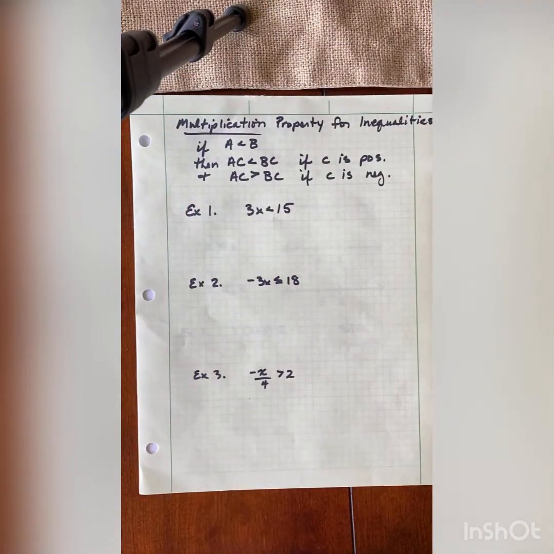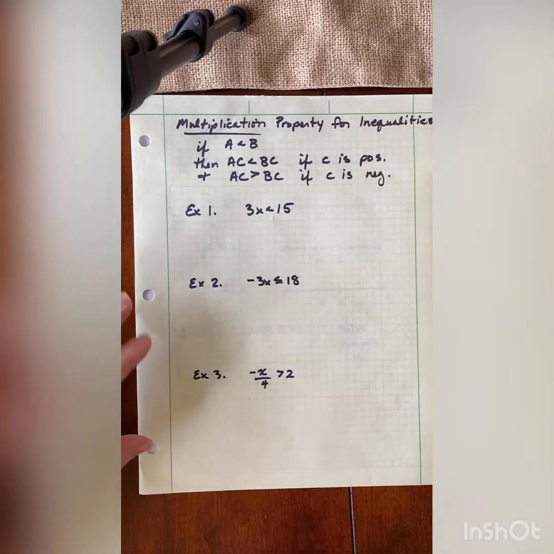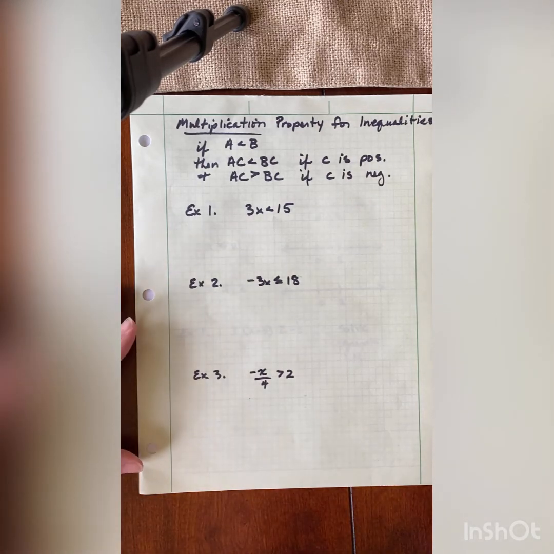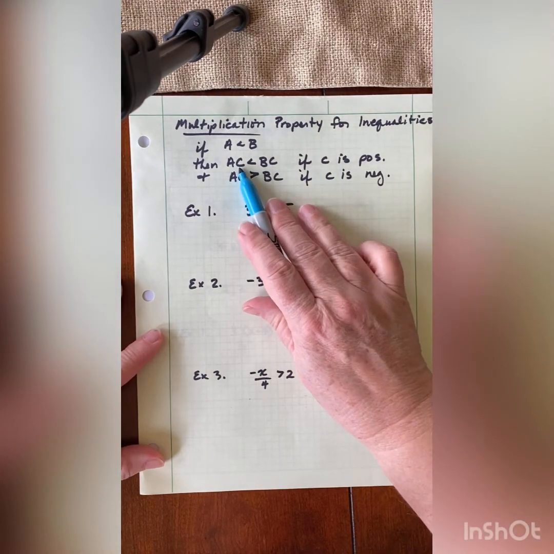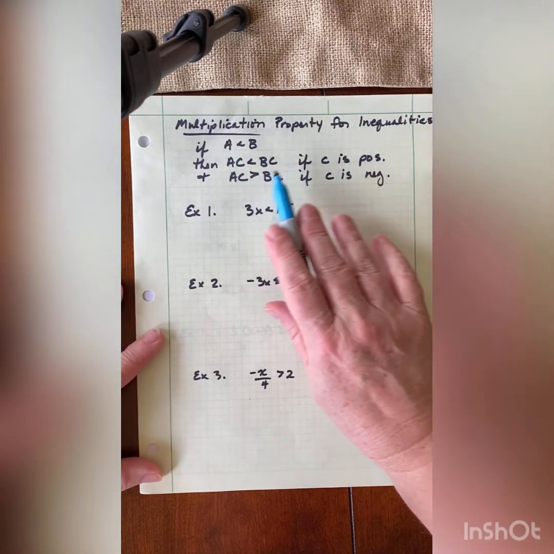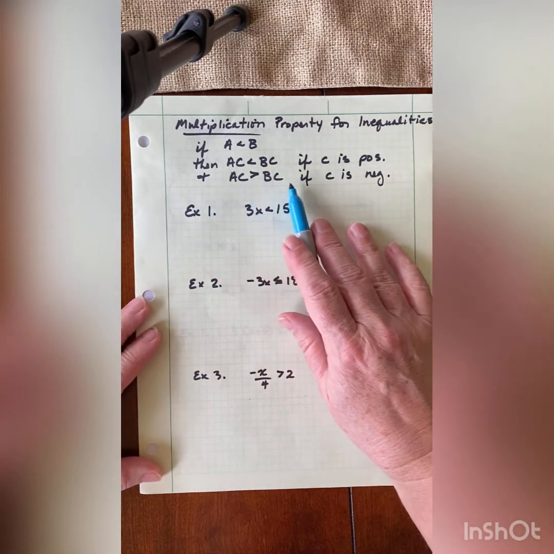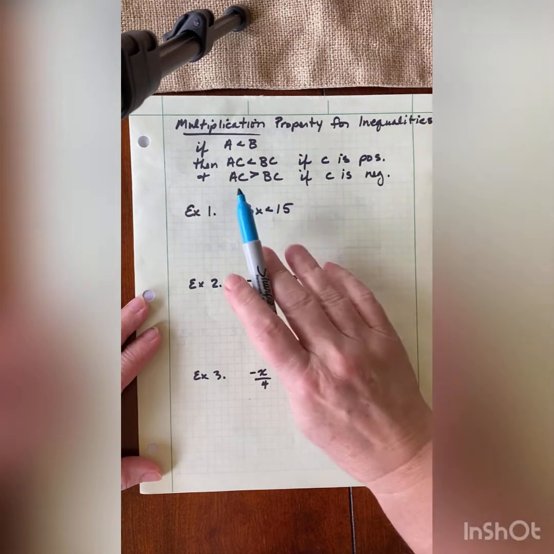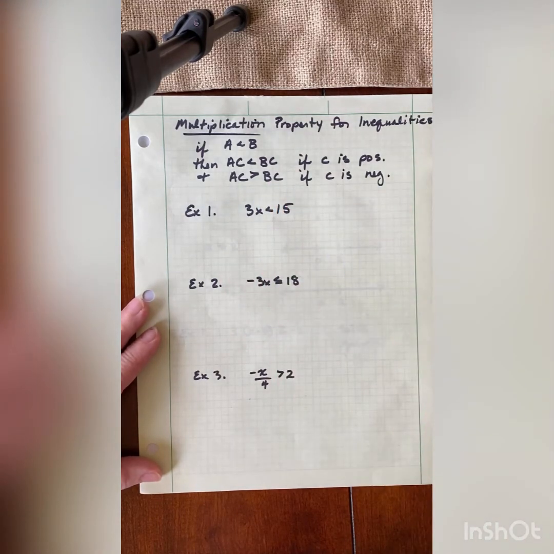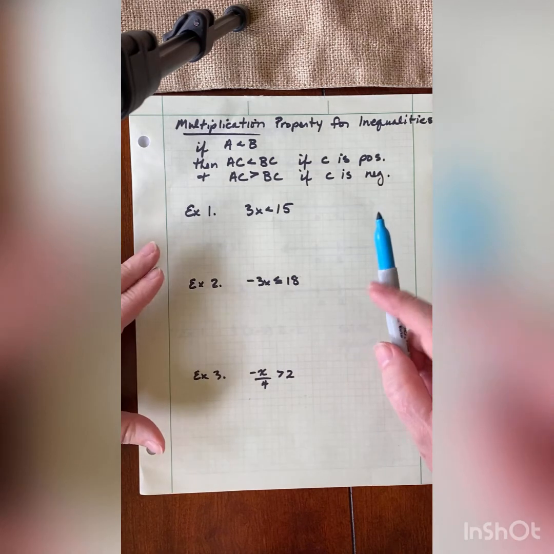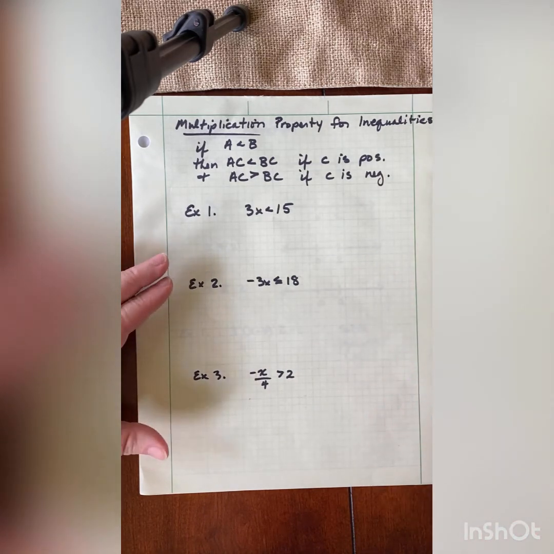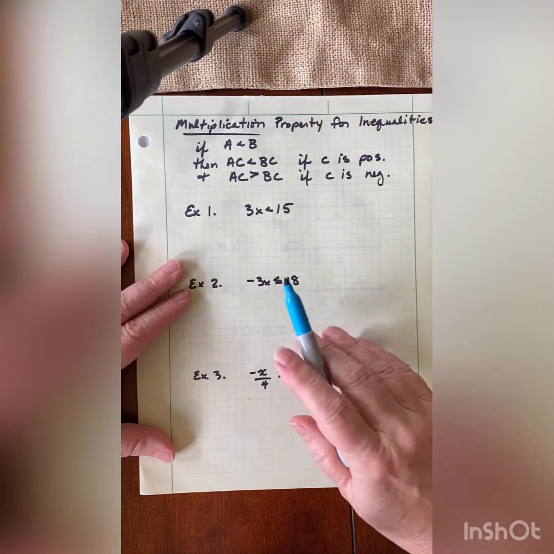Now let's do the multiplication property for inequalities. If A is less than B, then AC is less than BC if C is positive. So if whatever number you're multiplying both sides by is positive, that sign remains the same. And AC is greater than BC if C is negative. So if you're multiplying both sides by a negative number, the sign will flip. And this is also true for division, because division is the inverse property there.